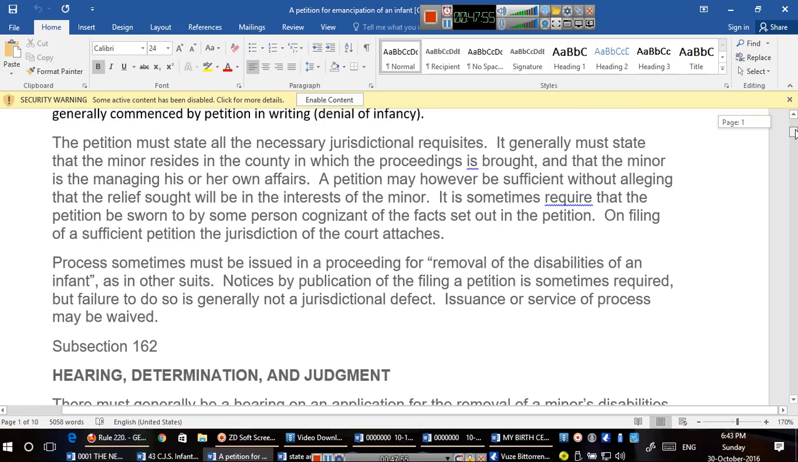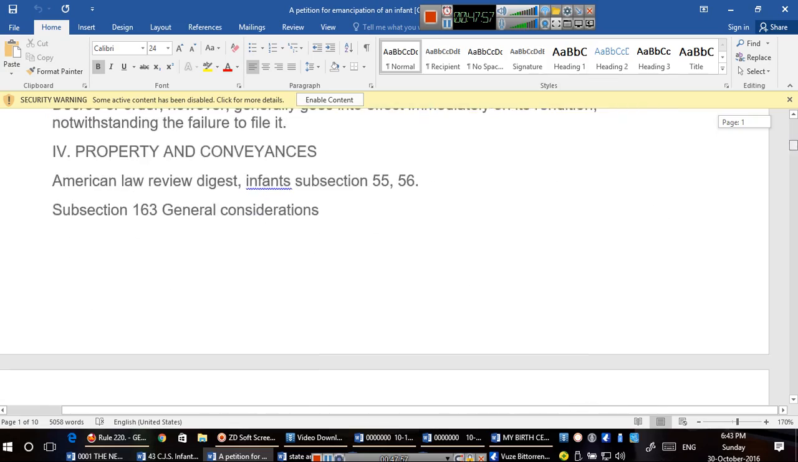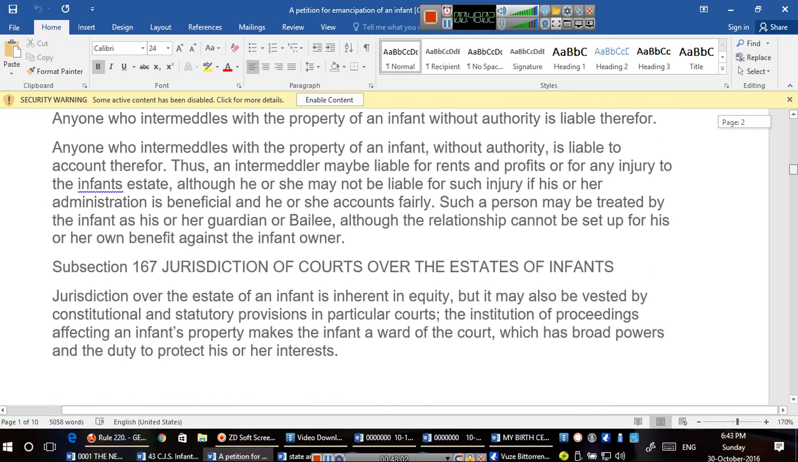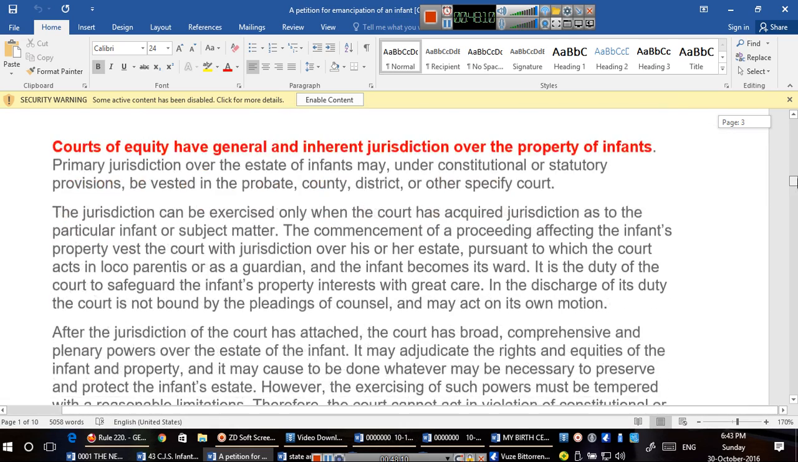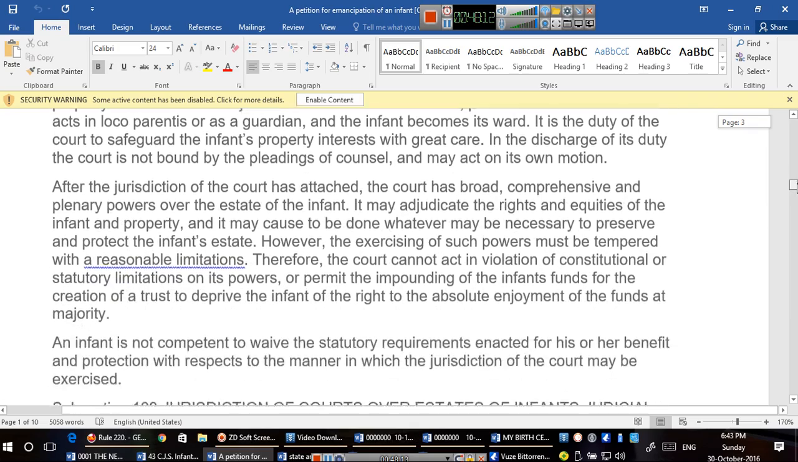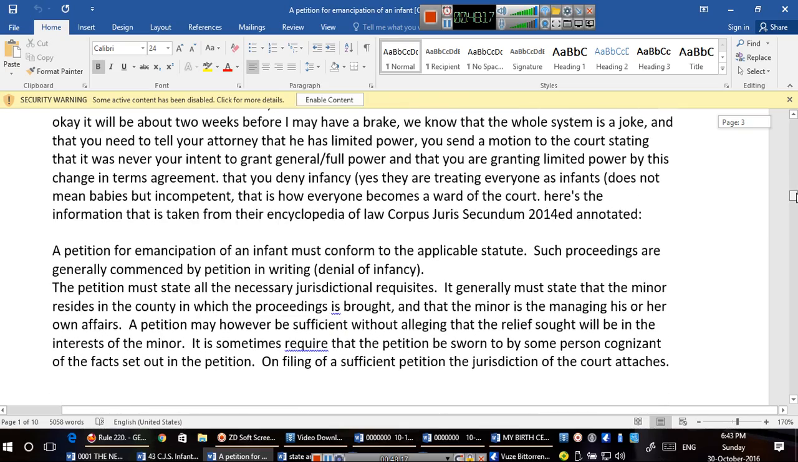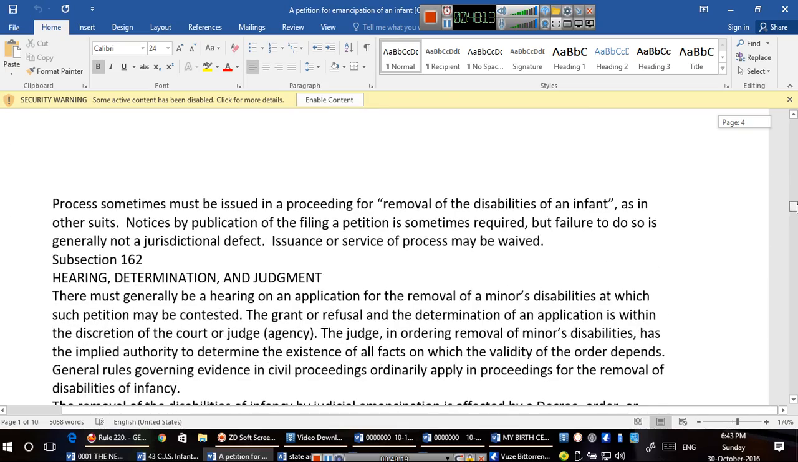I put this up last year. This is about the determination and hearing of a minor. I told everybody that this is all equity, that the courts are all equity. I've had people arguing with me on that. Ladies and gentlemen, the courts are all private corporations. As private corporations, they go by administrative law.